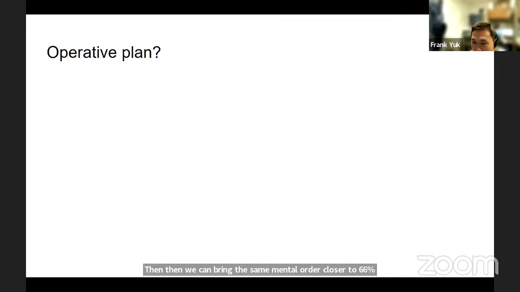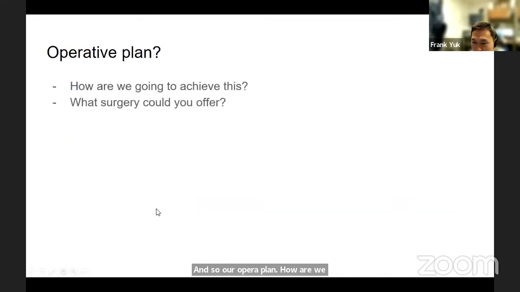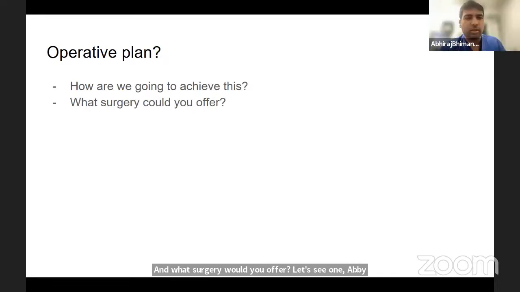And so our operative plan, how are we going to achieve this, and what surgery would you offer? Let's see, Abi. All right, can you go back to the scan? Yes.